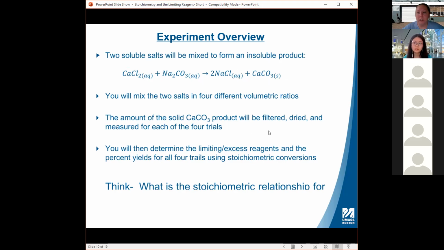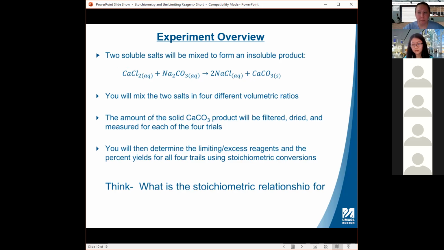Okay, so there are 4 trials in this reaction. And the 4 different trials are going to be using different volumes of the 2 solutions. So we are going to vary the amount of starting material to see how much product is made. So we can calculate, based on how much we start with, what the theoretical yield will be.